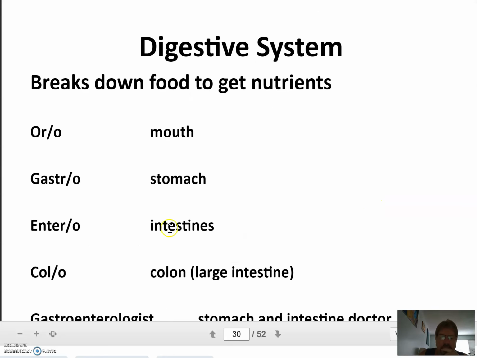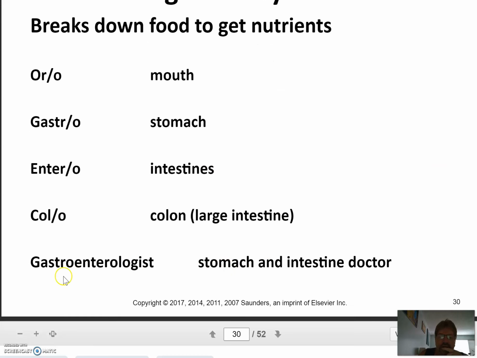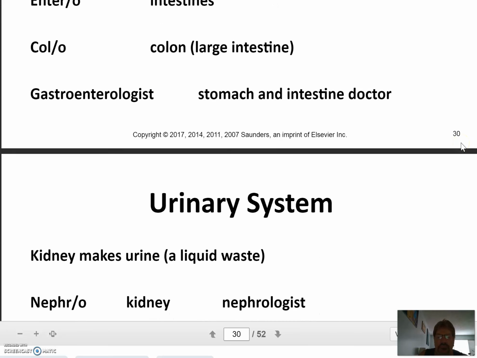Digestive system. Oral means mouth, gastro means stomach, we've mentioned that. Entero, we've also mentioned, but we haven't said, it means intestines. Colon means the colon, the large intestine. Gastroenterologist is a doctor who specializes in disorders of the digestive system.